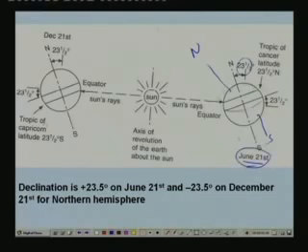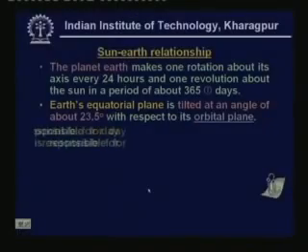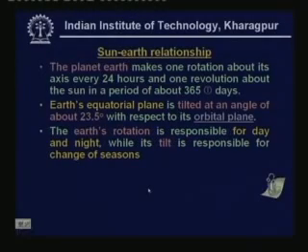Similarly, when you come to December 21st, this is the northern hemisphere, this is the southern hemisphere. The northern hemisphere is tilted away from the Sun, whereas the southern hemisphere is tilted towards the Sun. As a result, the northern hemisphere experiences winter, whereas the southern hemisphere experiences summer. So the seasonal variations are mainly because of the tilt angle. As you know very well, the Earth's rotation is responsible for day and night, whereas its tilt is responsible for the change of seasons.